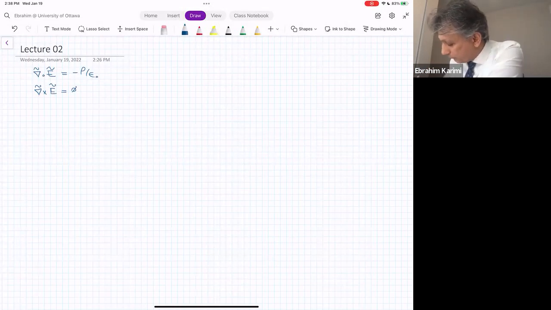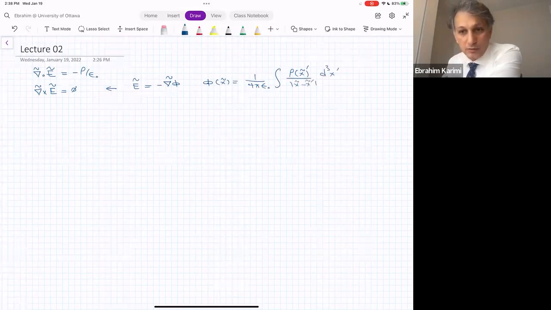We obtain this equation from the fact that the electric field is given by minus the gradient of the potential. We did the calculation and found that the potential at the point x is given by 1 divided by 4 pi epsilon naught, integral of the charge distribution of x prime divided by x minus x prime, d3 x prime. So that's the expression that we had in the past.